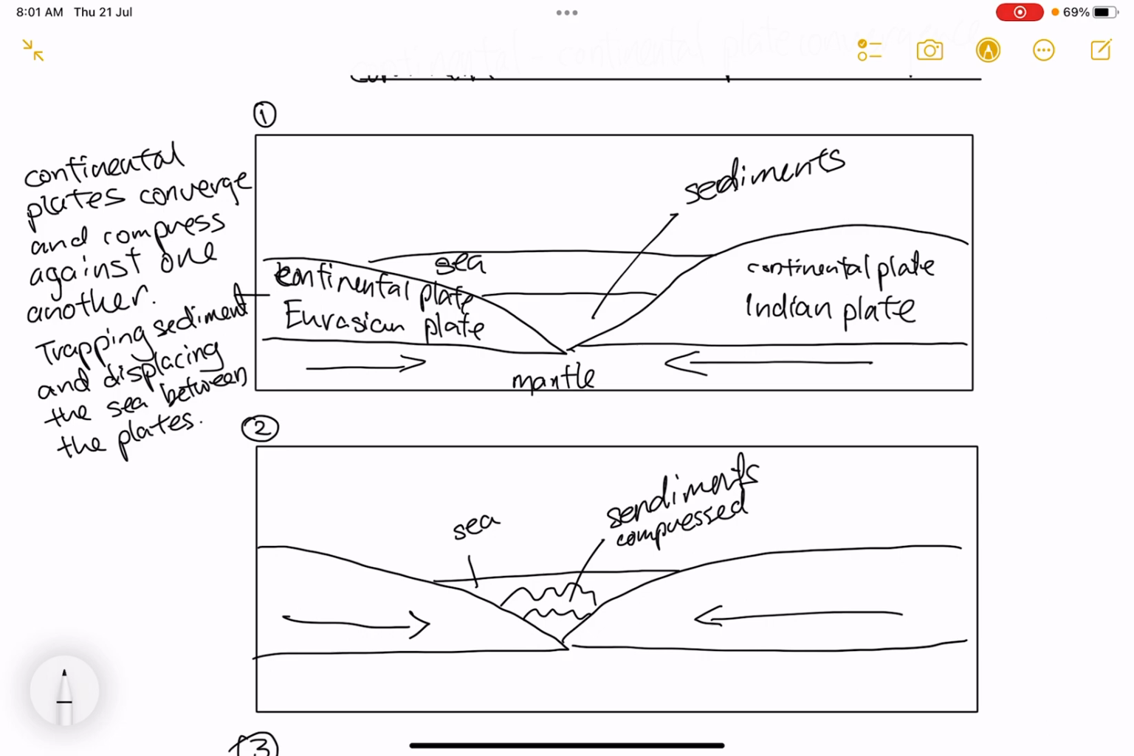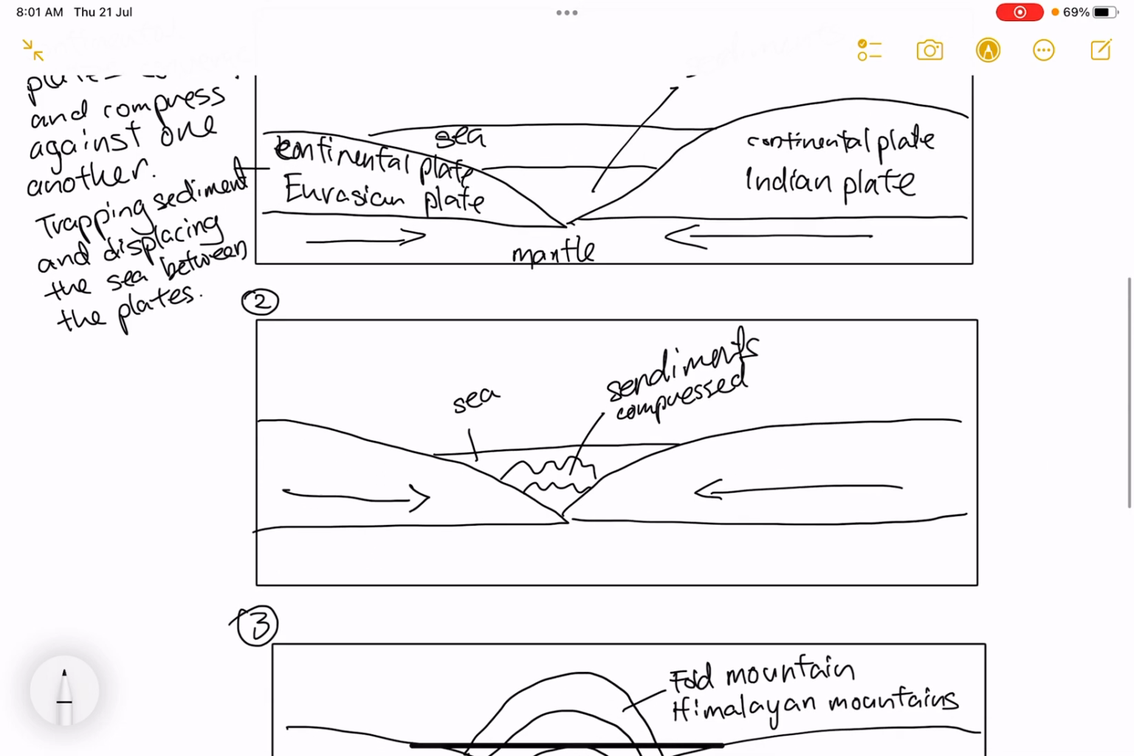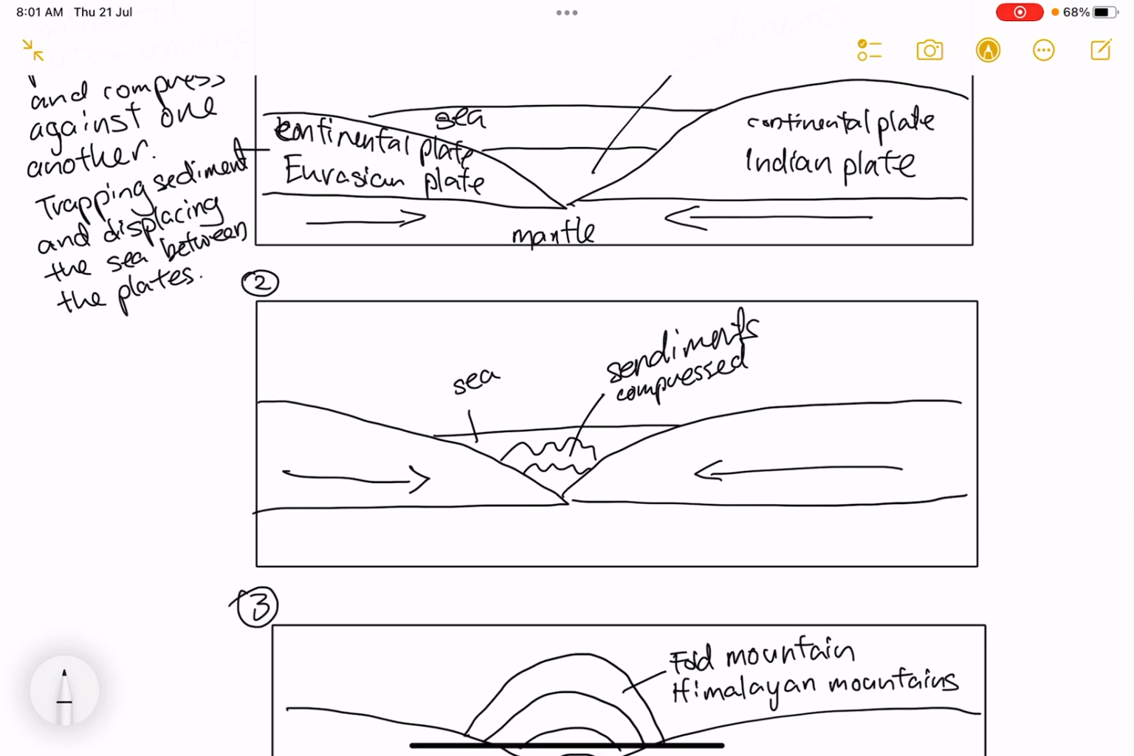The other thing I need to talk about that I've drawn in is of course the sediments and the sea, so I need to give you an annotation about what happens then. Secondly, with continued compression, what has happened to the sediments and the sea? So for the second diagram, I need to continue with the idea that compression continues.